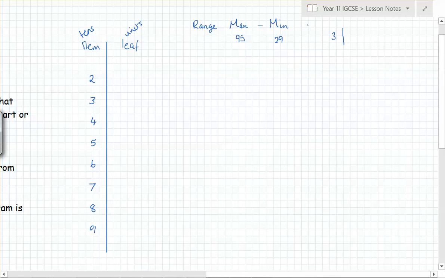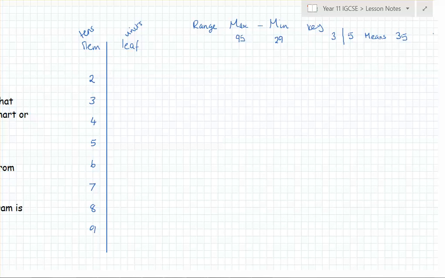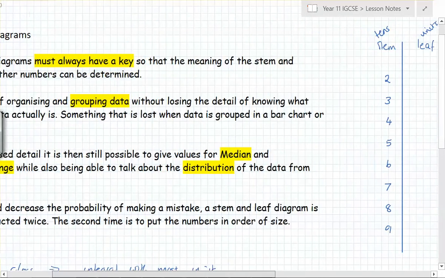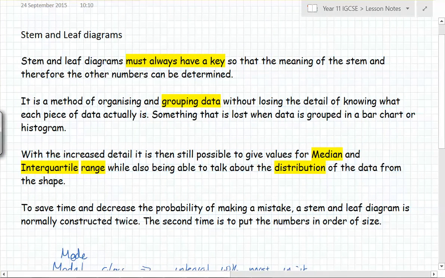So in my key over here, I'm going to write 35 means 35, and that's what it does mean. All right? Because it can be something different. You can put decimal values in, where the stem is the whole part and the leaves are the decimal part. You could put hundreds and tens, whatever you want to do, as long as you state that in a key.